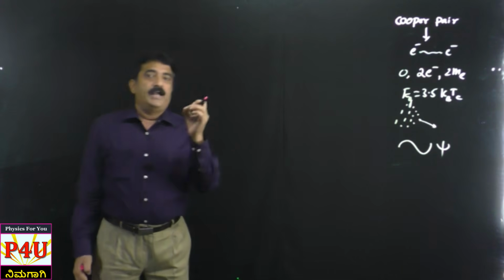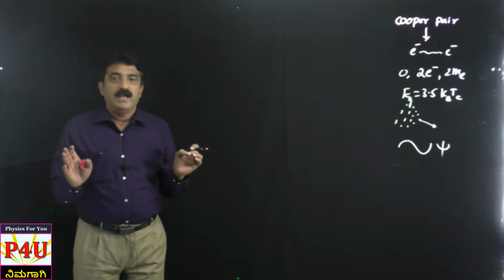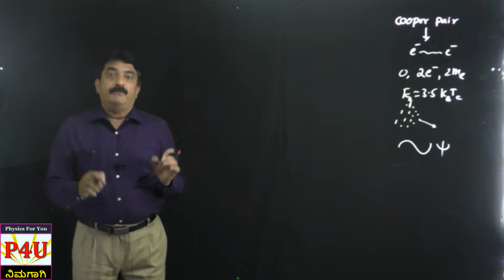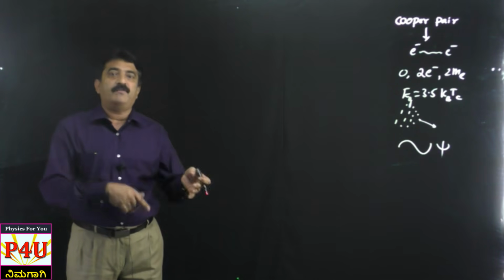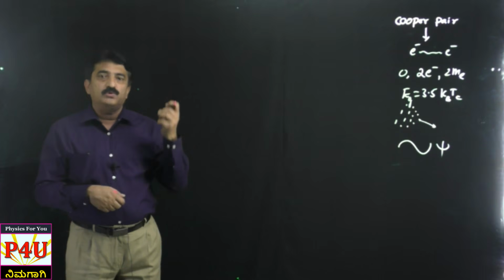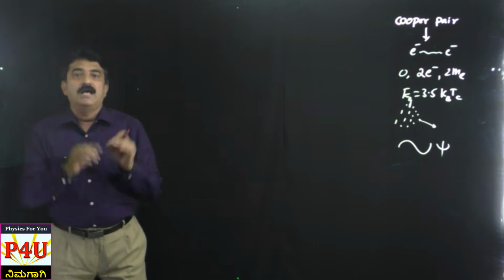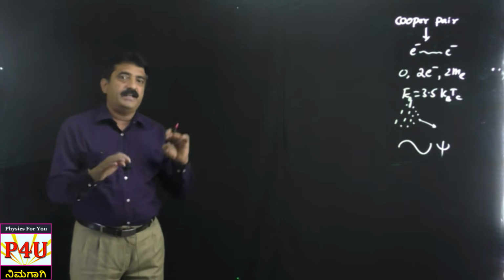Did you understand? I repeat, this is the simplest way of explaining zero resistivity. I tell you dear students, it is not so simple to explain zero resistivity with the help of BCS theory at your level. It requires a lot of mathematical equations and higher level physics, quantum mechanics. I am just trying to put it in a simple manner so that you can understand it in a better manner.